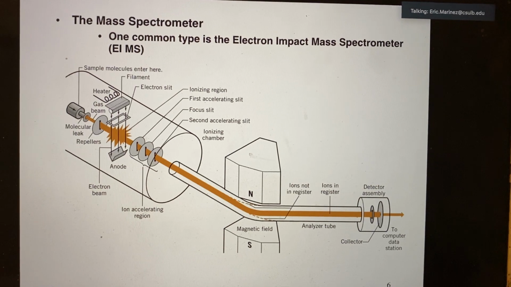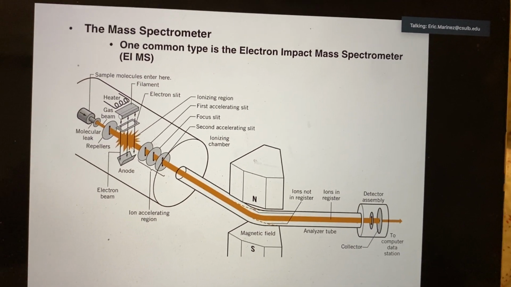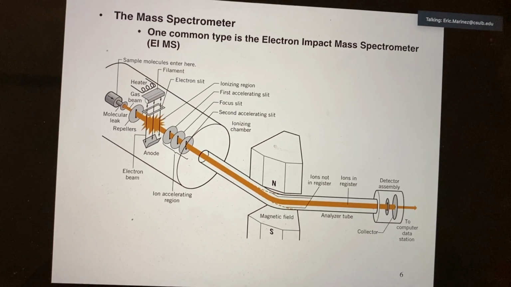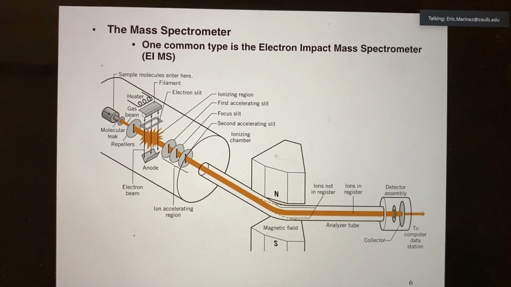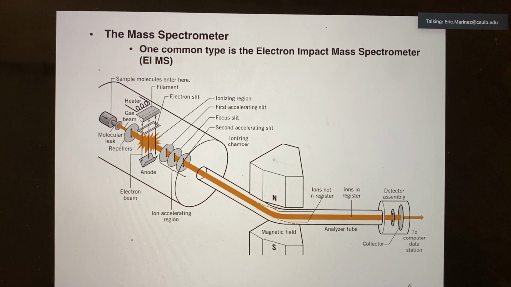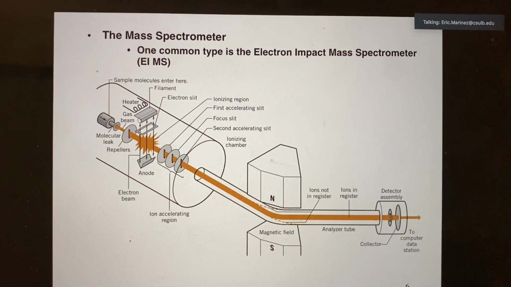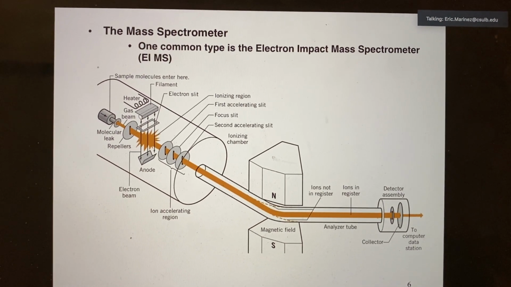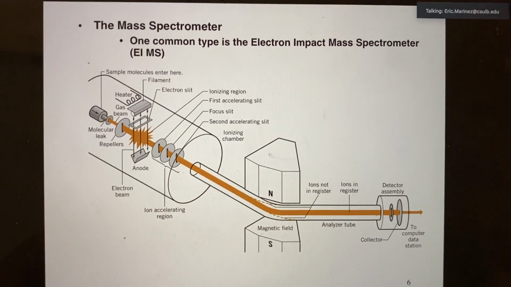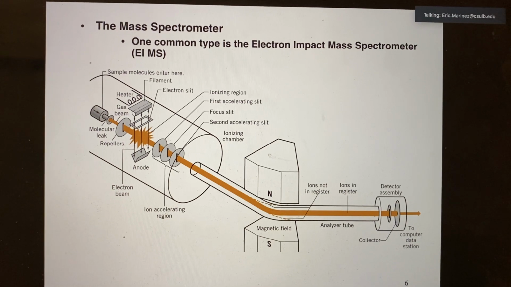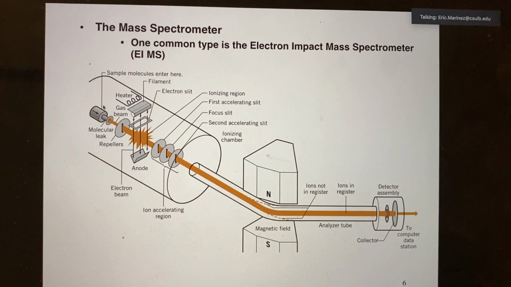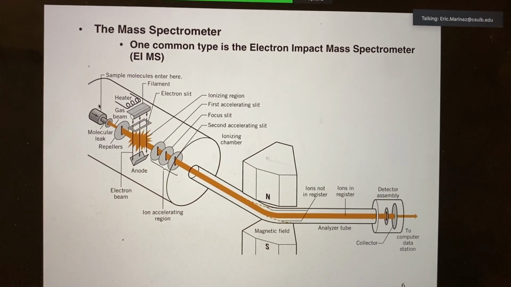So here is a schematic of an instrument. There are different types of mass spectrometers, but this is the one I'm going to ask you to use what I teach you on. The most general mass spectrometer, the one that's been around the longest, is called the electron impact mass spectrometer, EIMS. Here we're going to add electrons to the molecule and really get it excited. This is where the sample comes in, where the molecule enters.